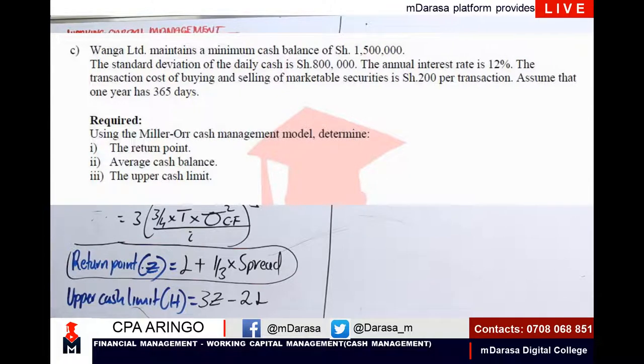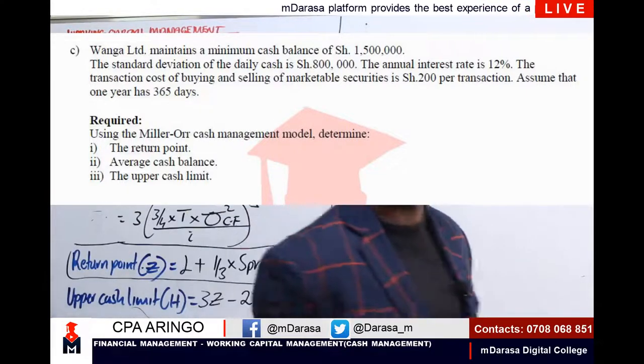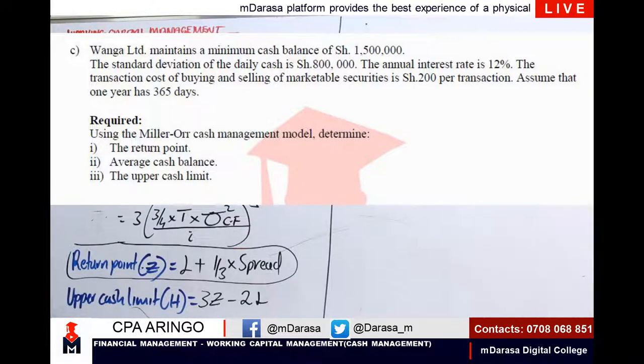And look at what the examiner wanted us to determine. We go through that question together, my good students, to see what the examiner wanted us to determine. In that case, we are told that Wanga Limited maintains a minimum cash balance of 1.5 million. The standard deviation of the daily cash is 800,000. The annual interest rate is 12%.